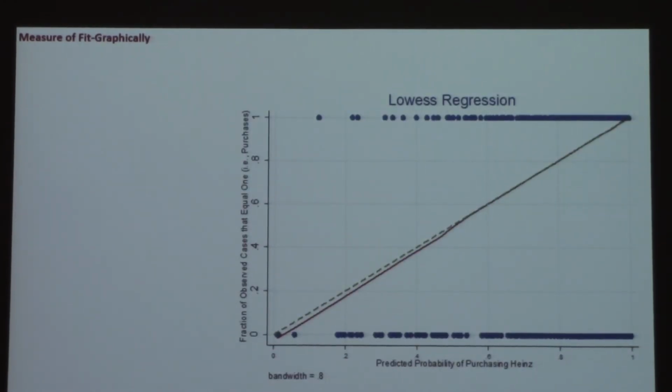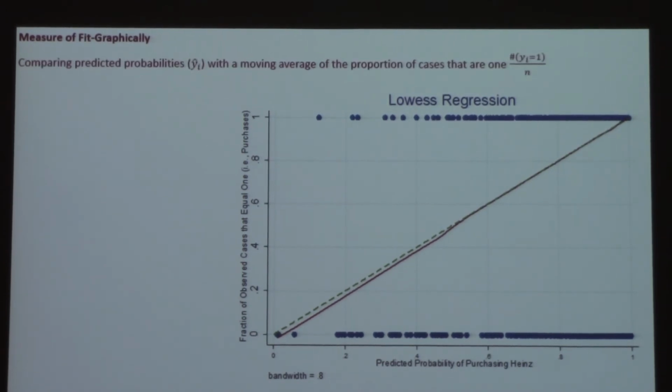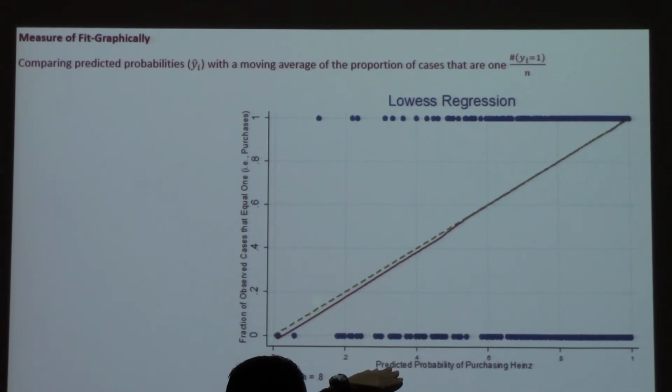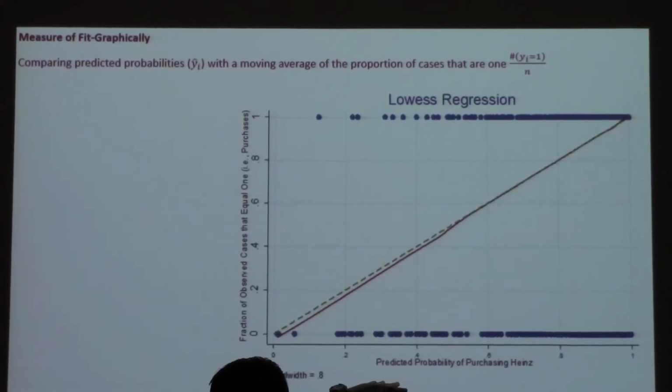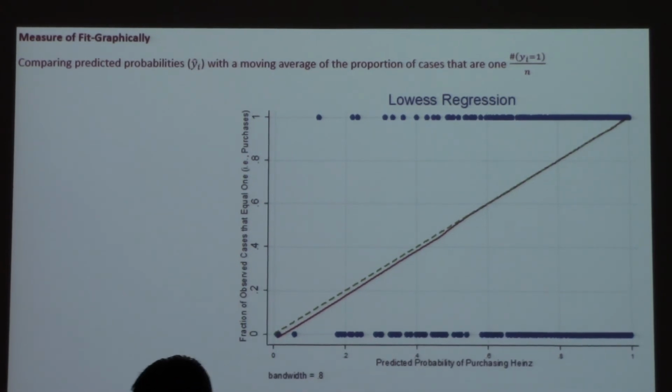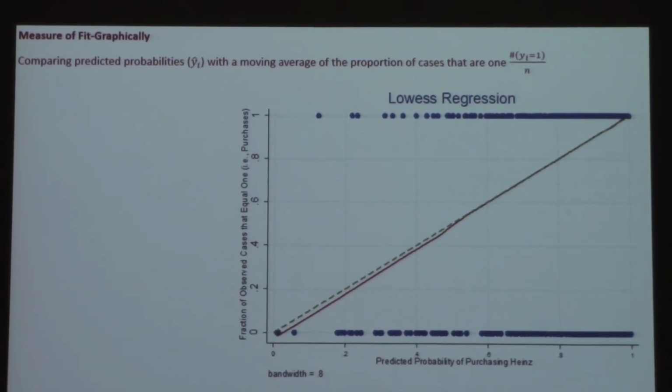Some graphical measures of fit. One is called the Lowess regression. And Lowess regressions are pretty cool. Essentially what you're comparing is the predicted probability of purchasing Heinz against the fraction of actual purchases. And you have a 45-degree line, and the closer you are to that 45-degree line, the better the fit, the better the predictions.